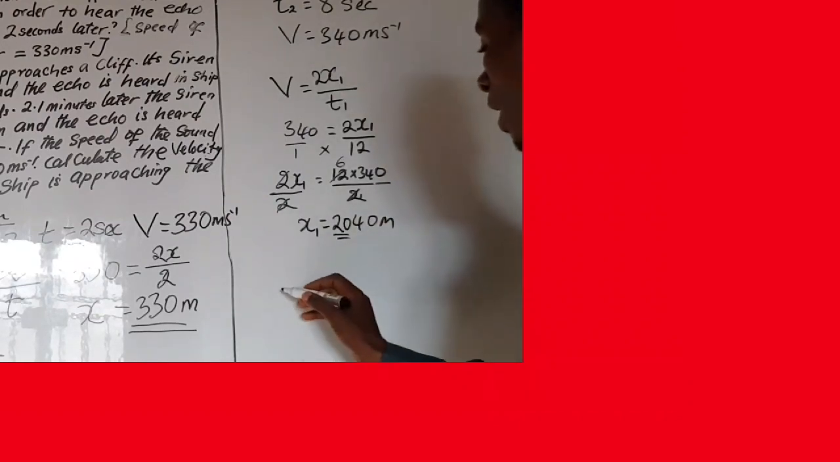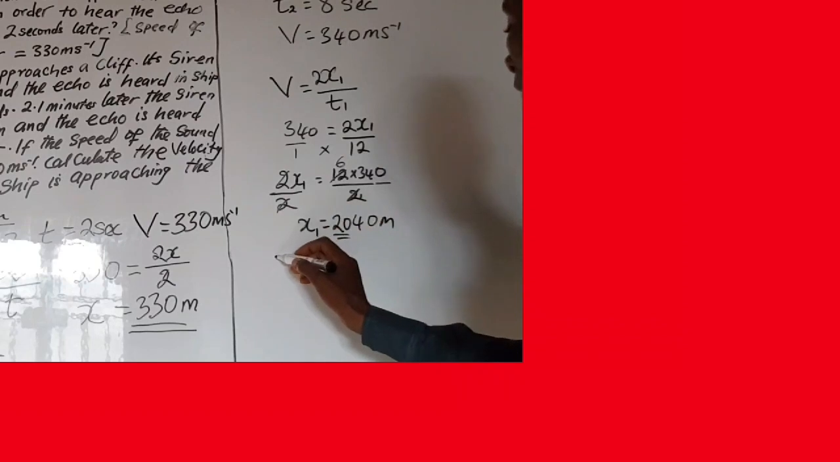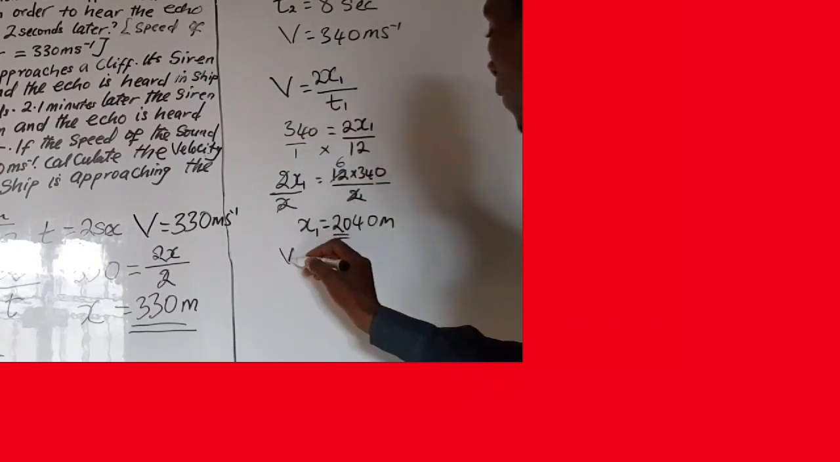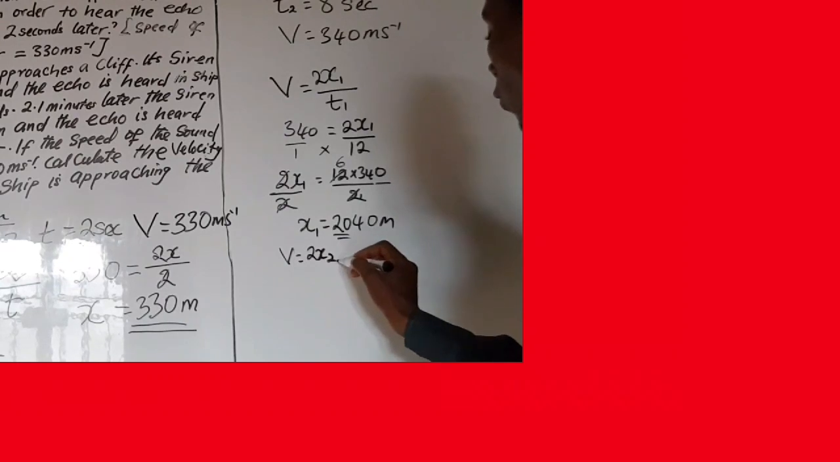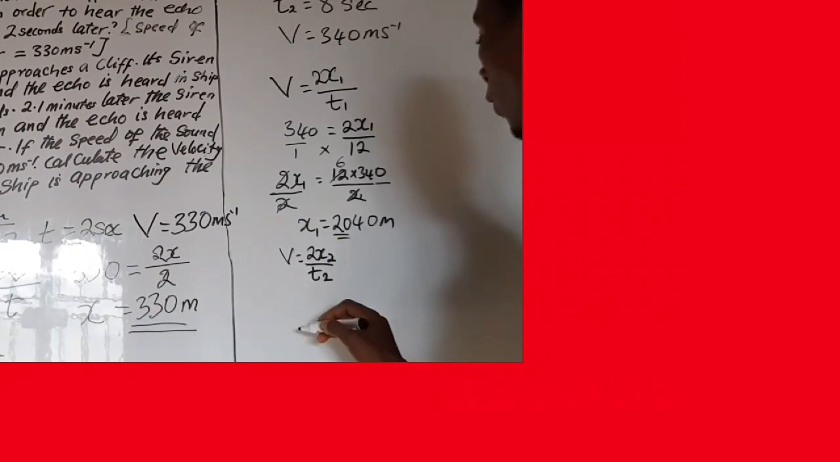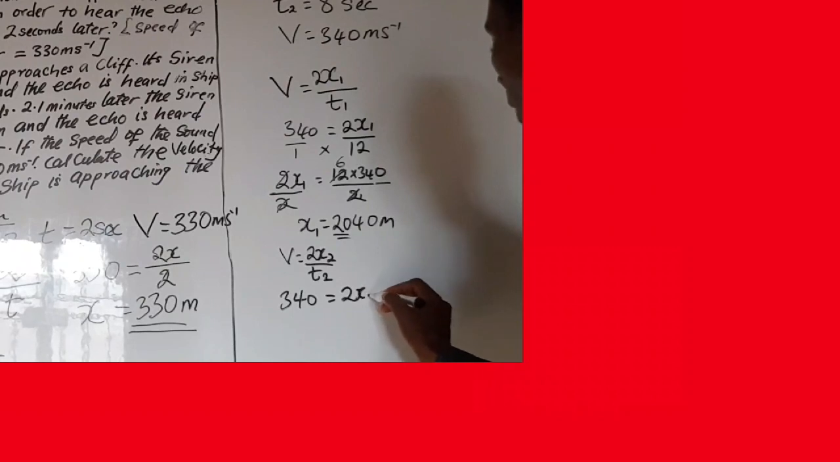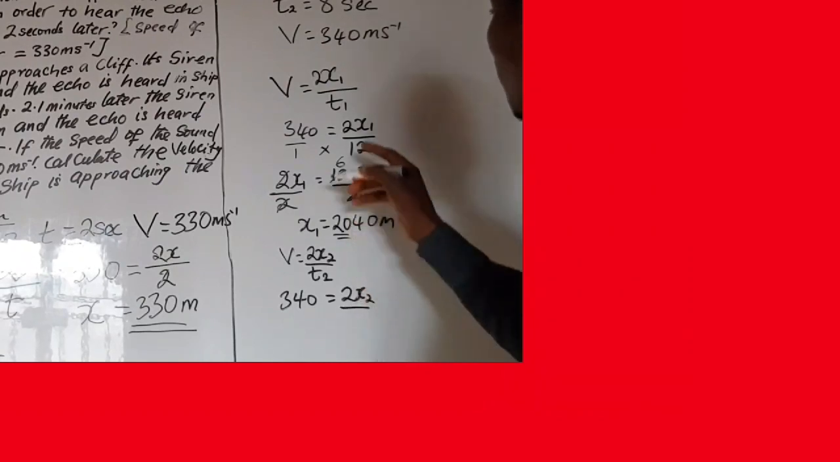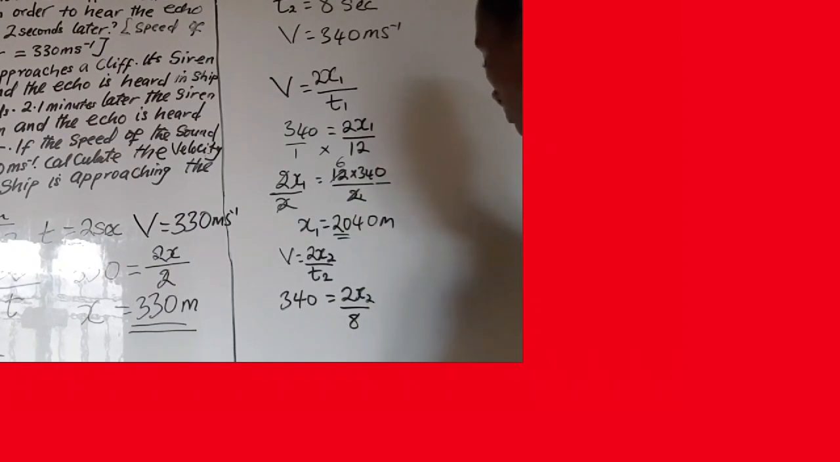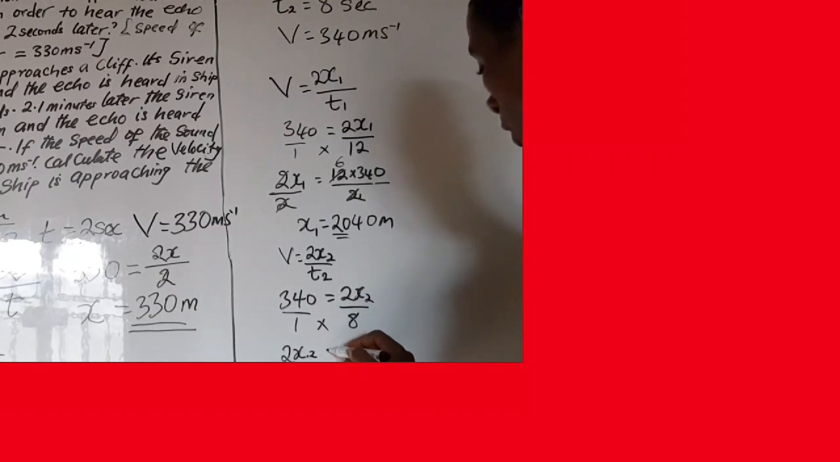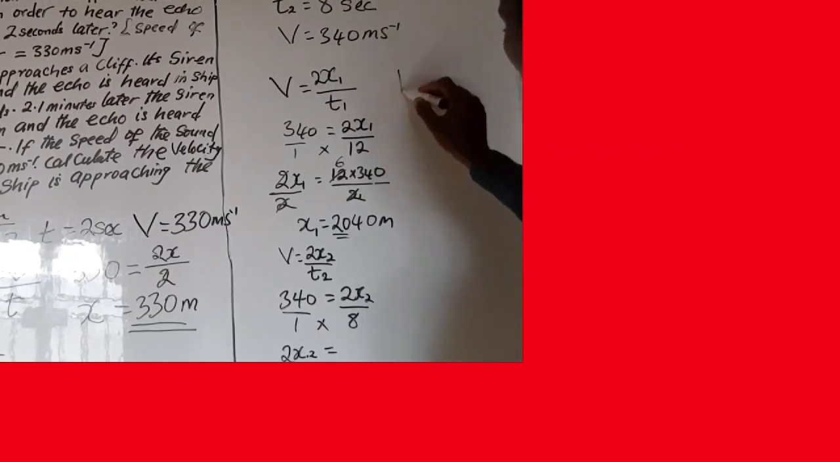So we'll go for x2. In x2 we use the same formula. V is equal to 2x2 all over t2. So our V remains the same. So we have 340 equal to 2x2 all over the time, which is now 8. Okay, so if the time is 8, we'll still do the same thing. We cross multiply. We have 2x2 equal to what?